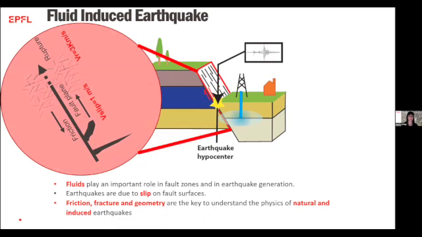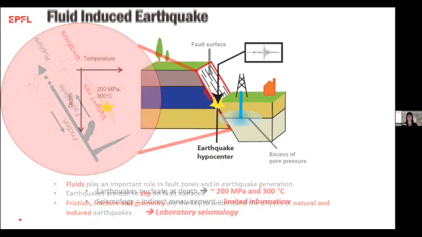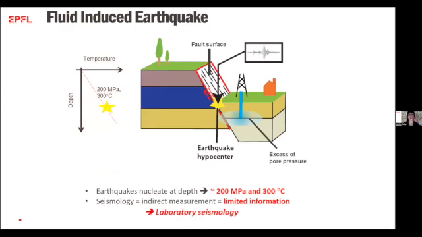induced earthquakes. On the diagram on the left, you can see that the rupture velocity during earthquake propagation is around 3 km per second, and slip velocity is around 1 meter per second. These earthquakes can occur at depth, at a pressure around 200 MPa and temperature that can go up to 300 degrees Celsius. Therefore, seismology gives only an indirect idea of what's happening directly on the fault plane and gives only limited information. And today we would like to show you that laboratory seismology can bring further insight on what's happening on the fault plane during induced earthquakes.